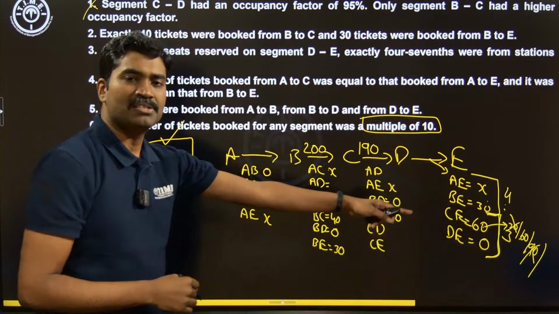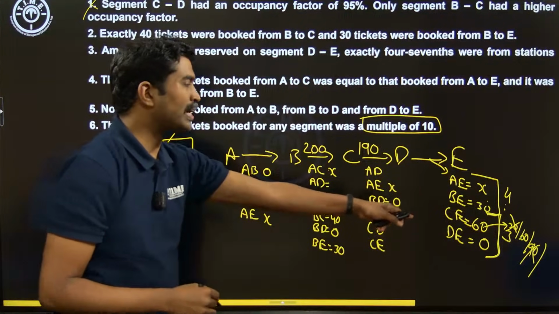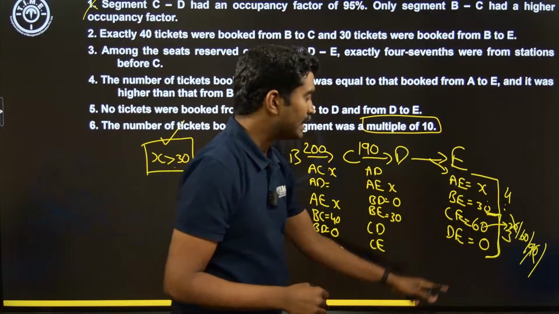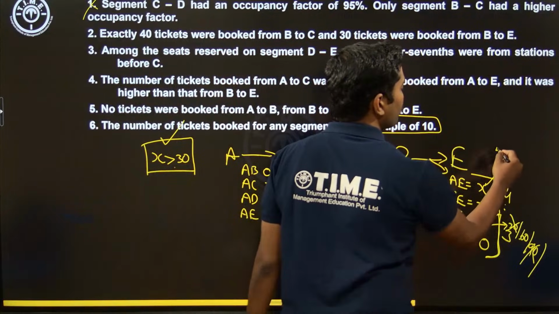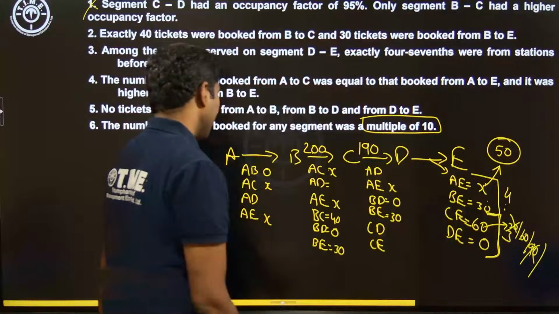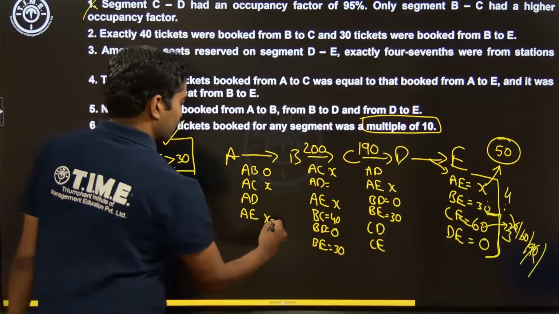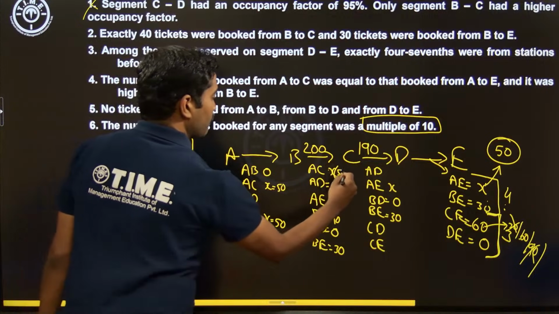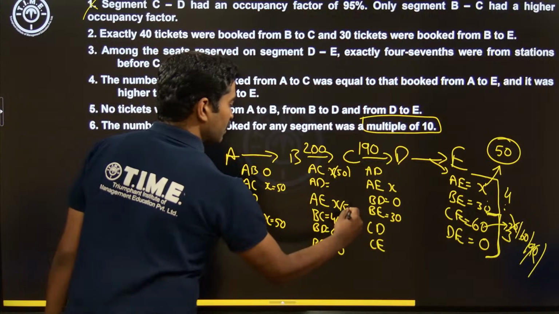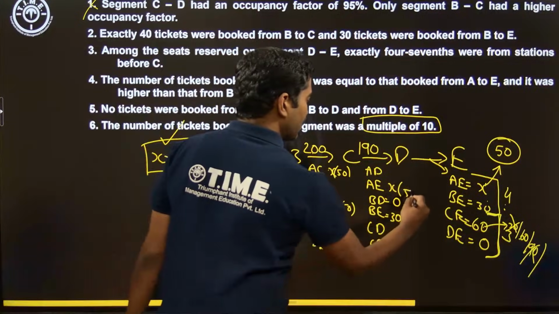60 is 3 parts, so each part is 20. 24s are 80. X plus 30 is 80, and x is equal to 50. Okay, we made some good progress. This is 50, this is 50. X is 50, this is 50, and this is 50. Great.